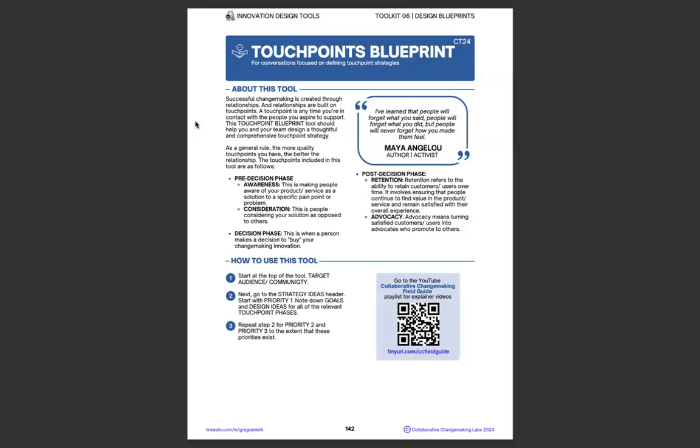Next, we have the decision phase. This is when a person makes a decision to quote unquote buy your change-making innovation, your solution. After the decision phase, after someone has quote unquote bought it or has actually bought it, you have the post-decision phase. Retention. Retention refers to the ability to retain customers, users over time. It involves ensuring that people continue to find value in the product, service, program, what have you, and remain satisfied with their overall experience. Advocacy, this is where you want to get to in the end, too. Advocacy means turning satisfied customers or users into advocates who promote to others. Okay, so we have the pre-decision phase, the decision phase, and the post-decision phase.